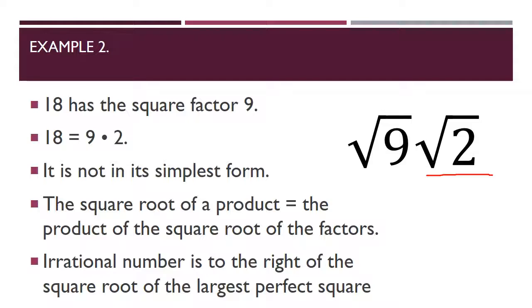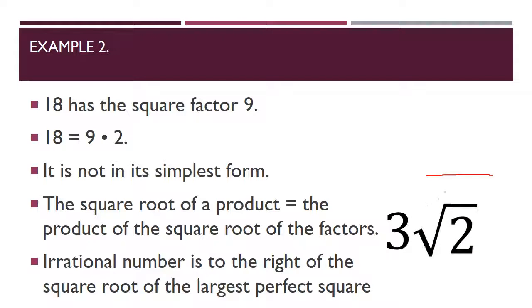So now what I can do is simplify this radical by taking the square root of 9, which is in this case 3, and all I need to do is to bring the square root of 2 down. So the simplest form of radical 18 is 3 radical 2.